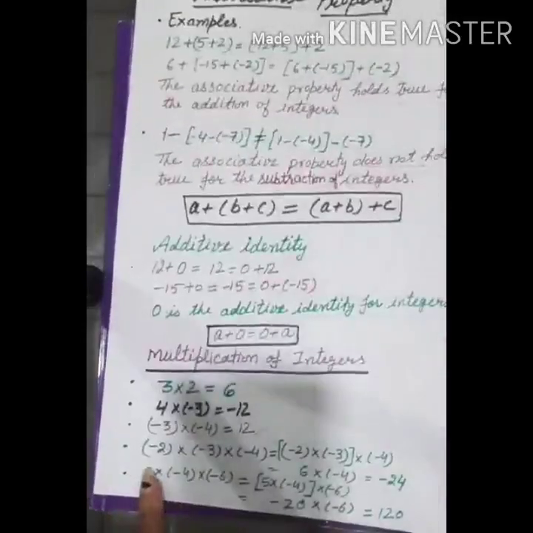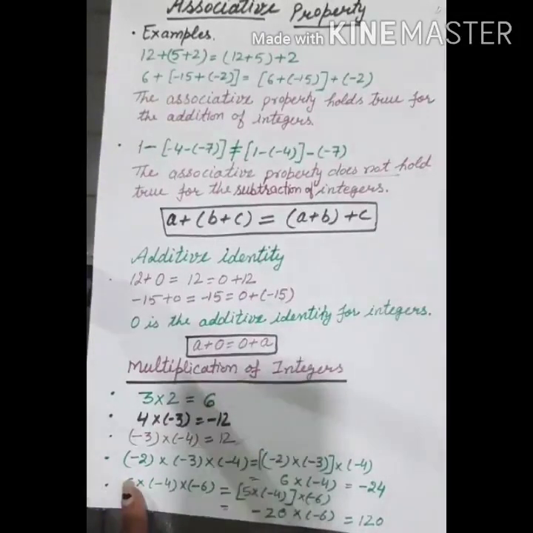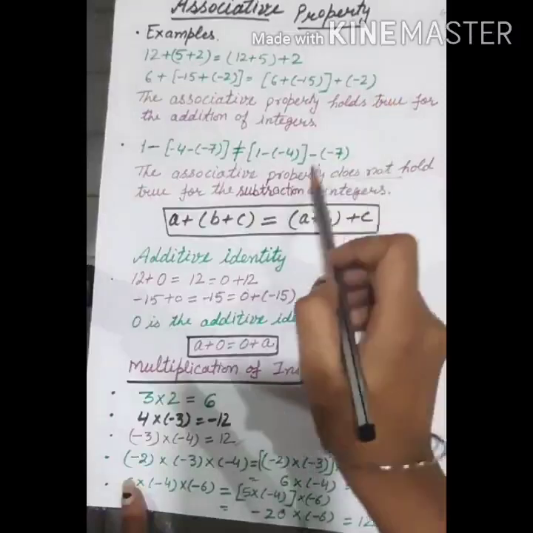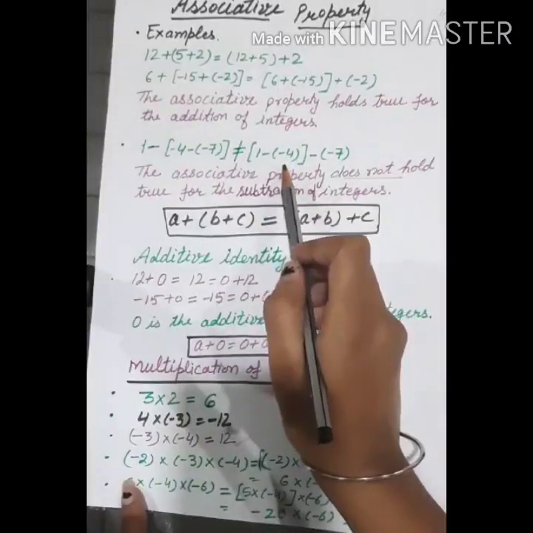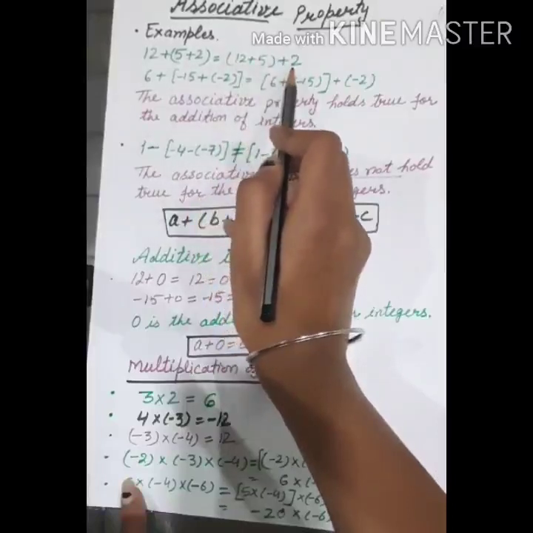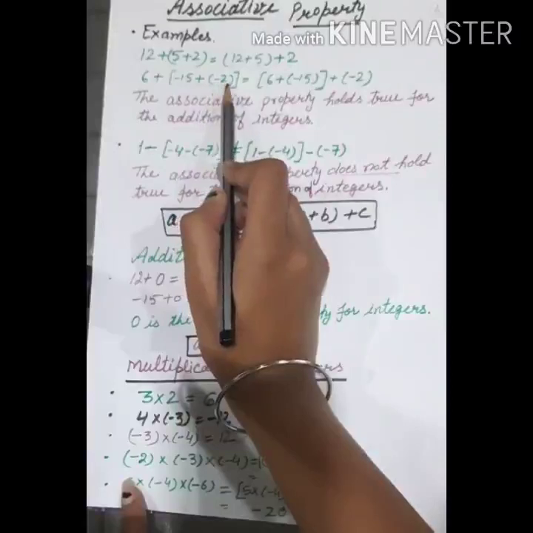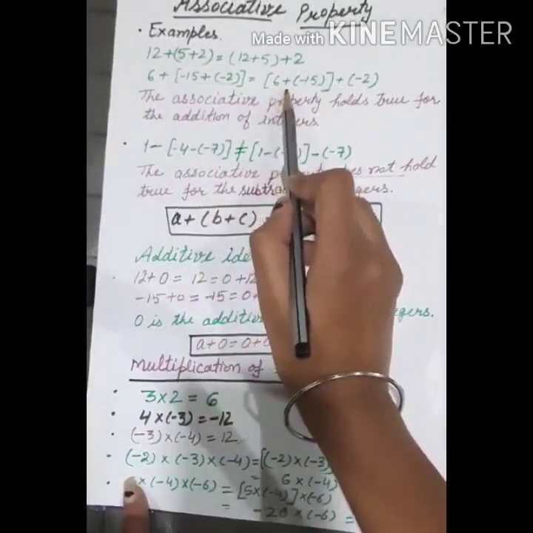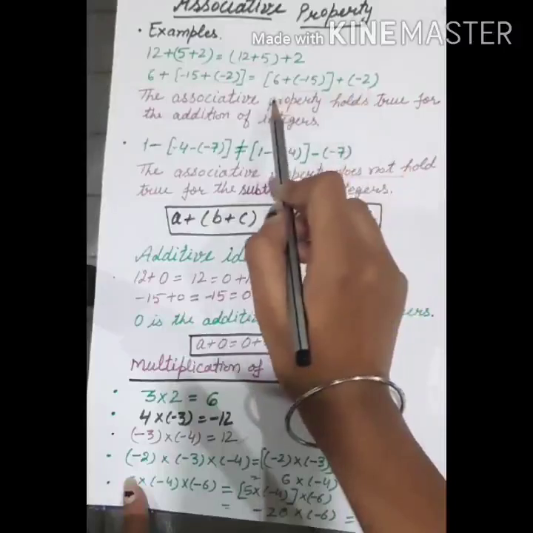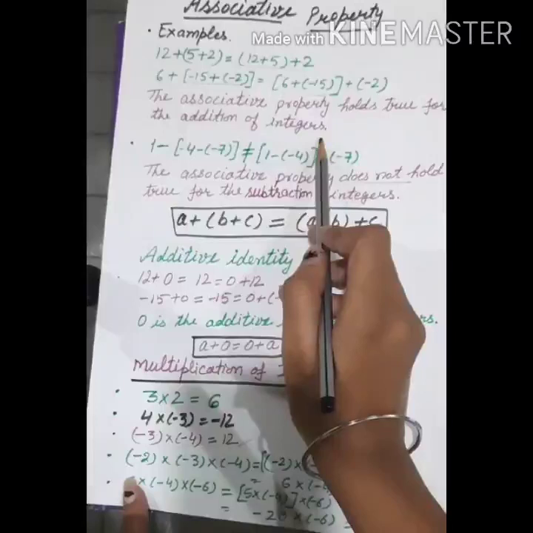Associative property. Let us see whether the integers are associative under addition and subtraction. (12 plus 5) plus 2 is equal to 12 plus (5 plus 2). Next, (6 plus -15) plus -2 is equal to 6 plus (-15 plus -2). The associative property holds true for the addition of integers.